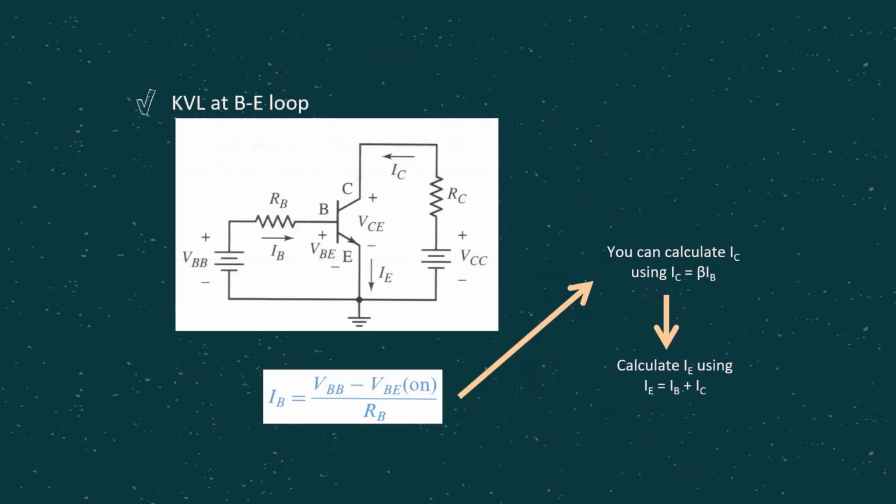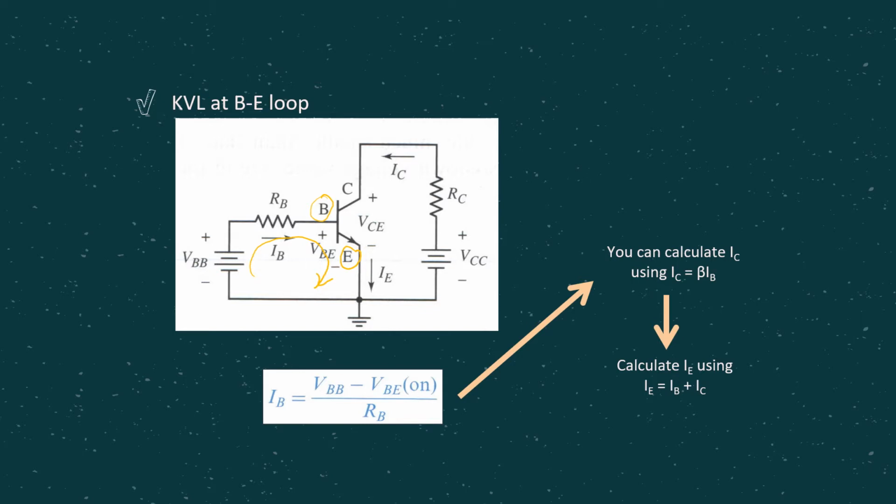For the same circuit just now, let's have a look at the BE loop. Where is the BE loop? It is the loop involving BE junction. So as you can see here, this is the B, this is the E. So the loop here is actually this loop. The BE loop, or sometimes we call this the input loop.